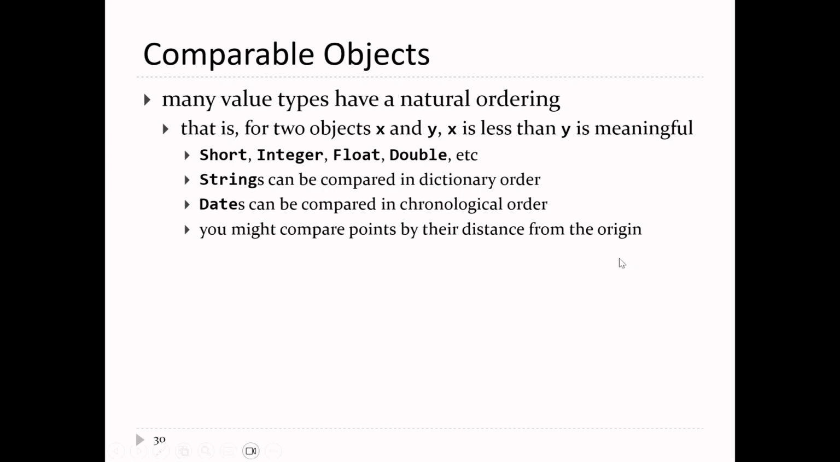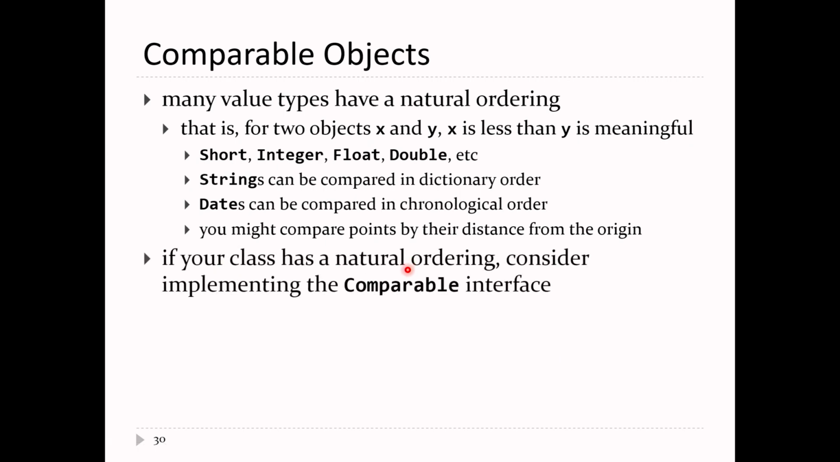You could, though, do something like compare points by their distance from the origin. So a point that's further from the origin is greater than a point that's closer to the origin. You could also do things like sort them by their x-coordinate or sort them by their y-coordinate. All of these are useful in certain circumstances.